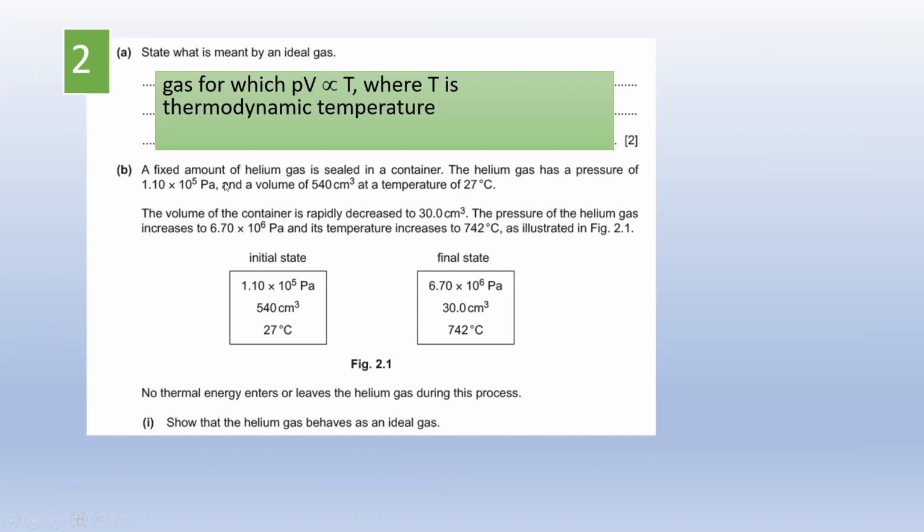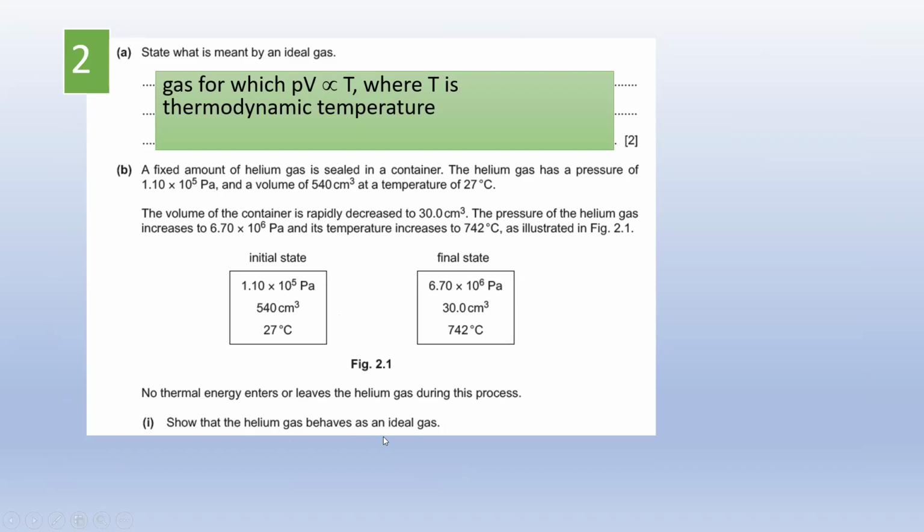A fixed amount of helium gas is sealed in a container. The helium gas has a pressure of, so written there, right? Temperature, volume, pressure, and the pressure changes, the volume changes, the temperature changes. No thermal energy enters or leaves the helium gas during the process, right? No heat enters or leaves the system. Show that the helium gas behaves as an ideal gas.